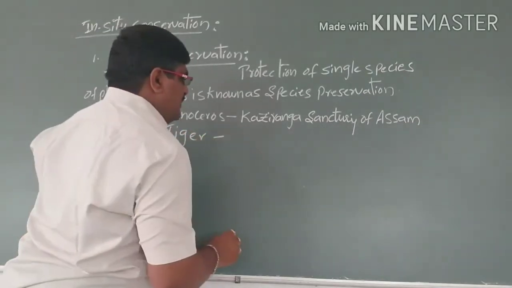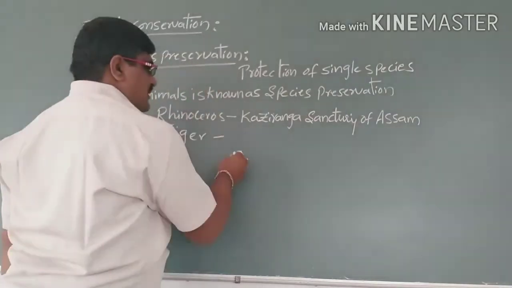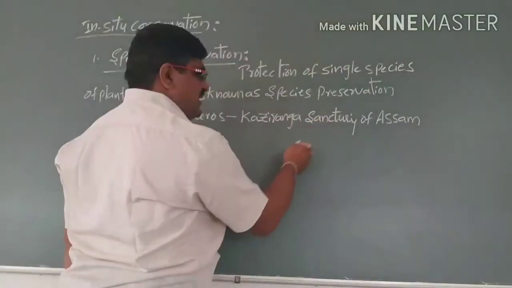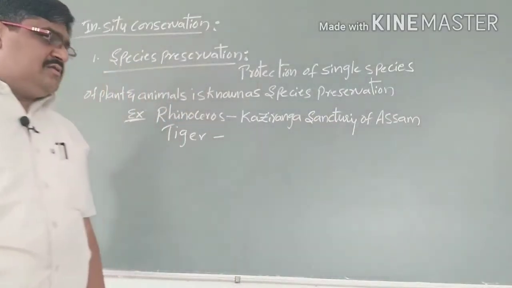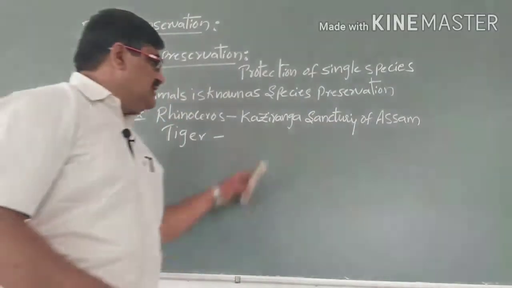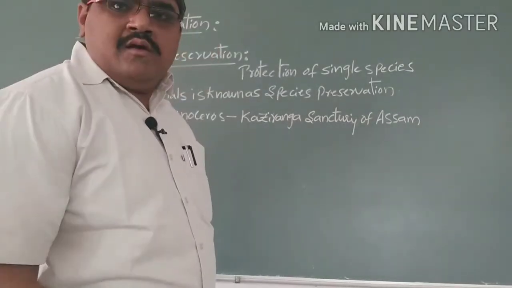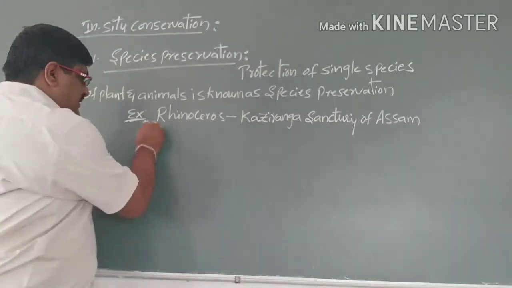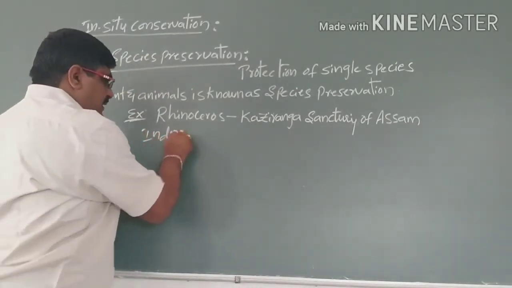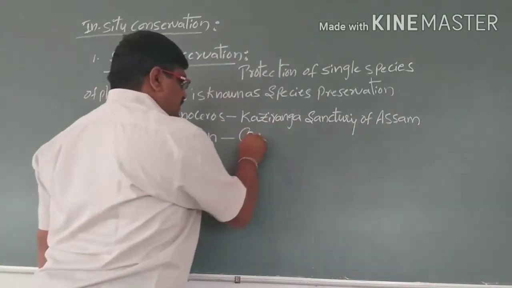Tigers in Gir sanctuary. Gir sanctuary in Gujarat, we can take as an example here. The second one is the Indian lion, that is Gir National Park.